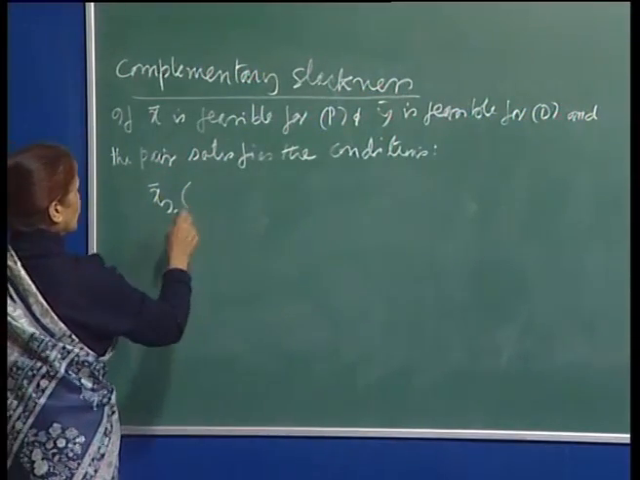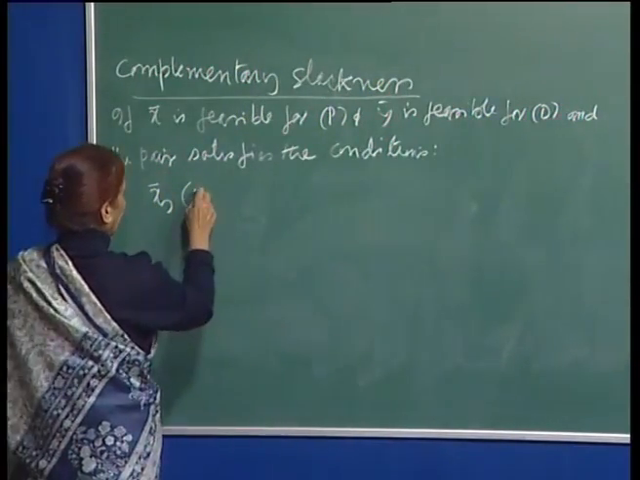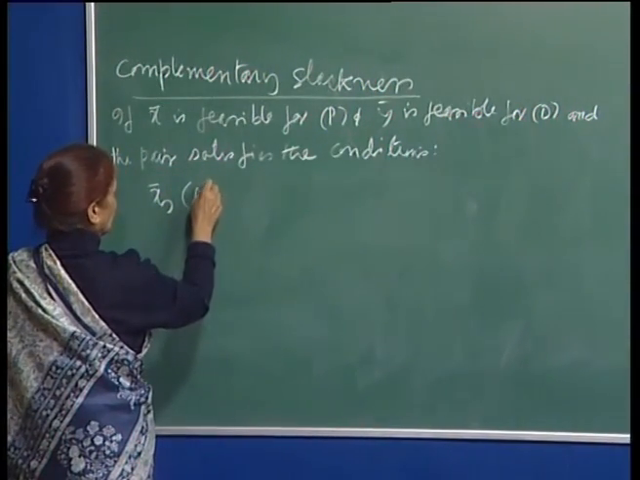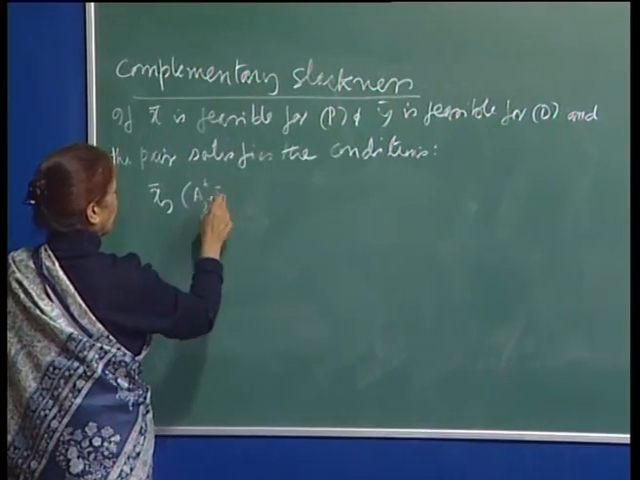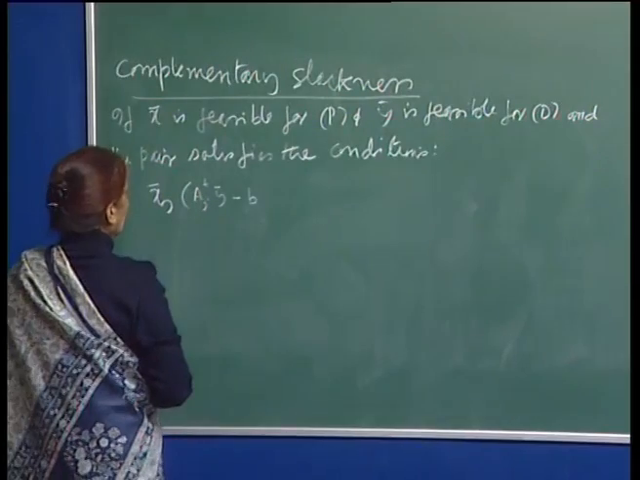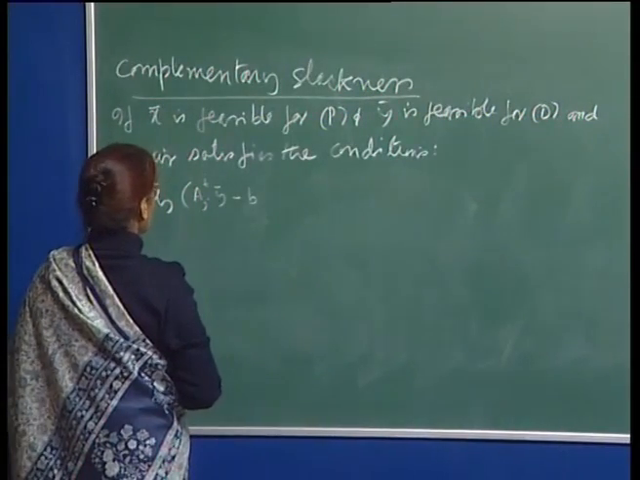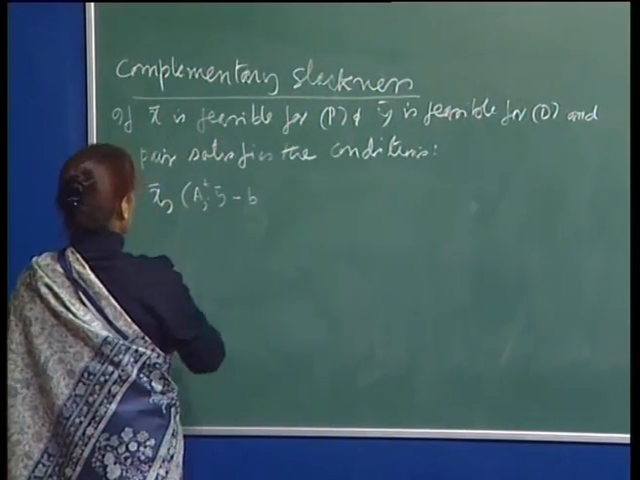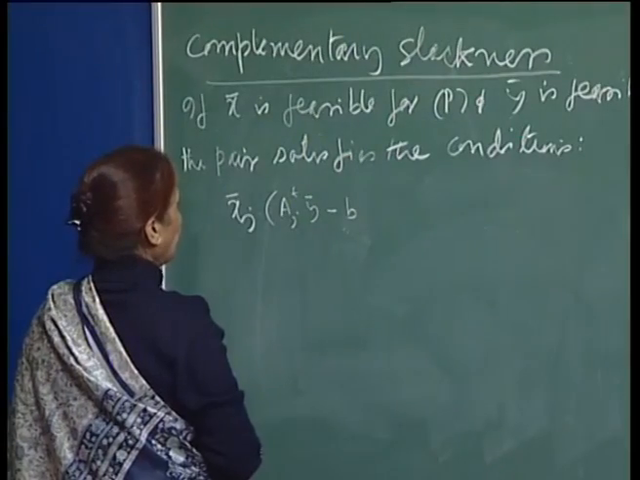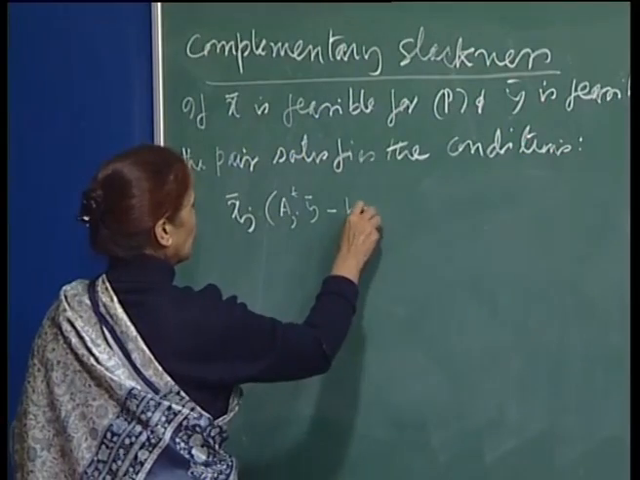x j bar times a j transpose y bar minus, or okay, if I write a j transpose y bar, that will not be correct, because you have x j and this should be your b I.